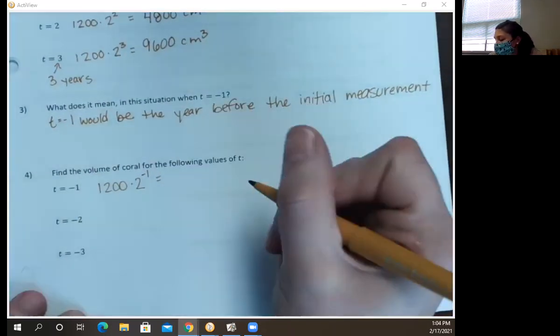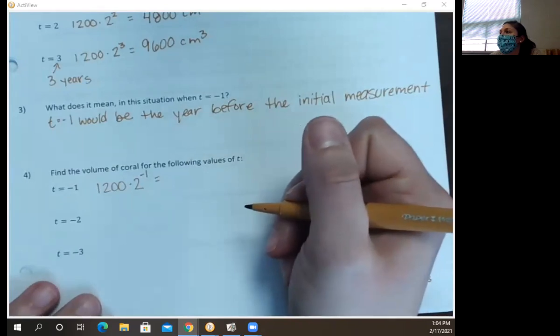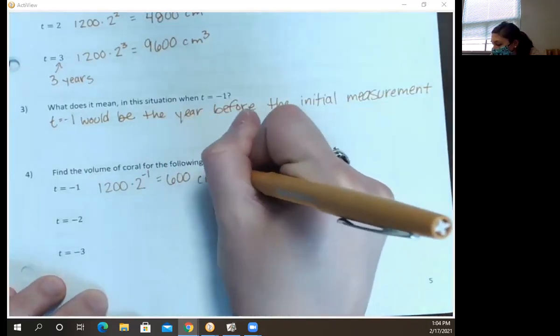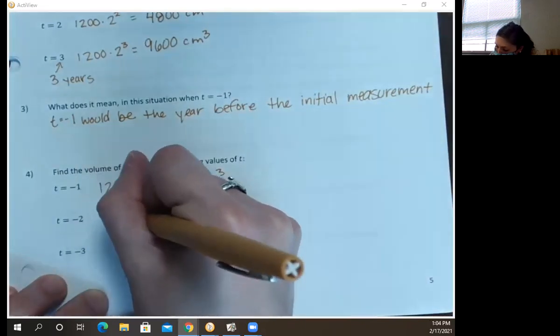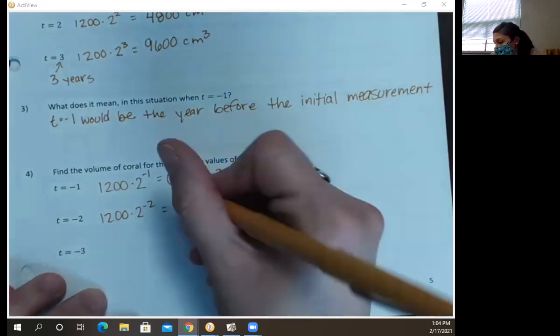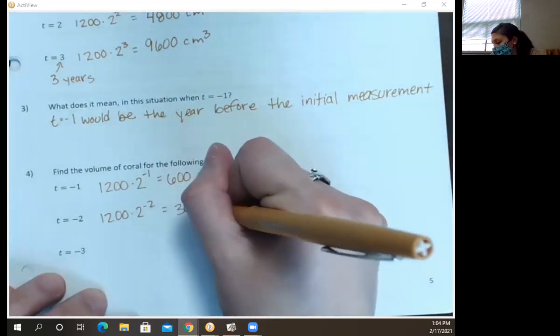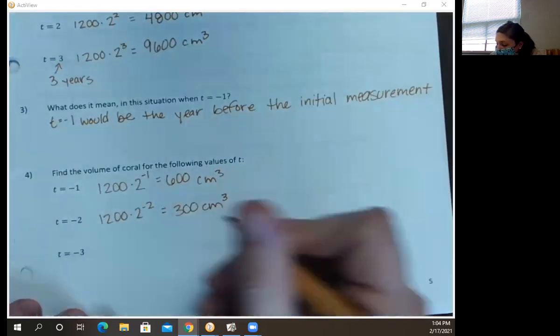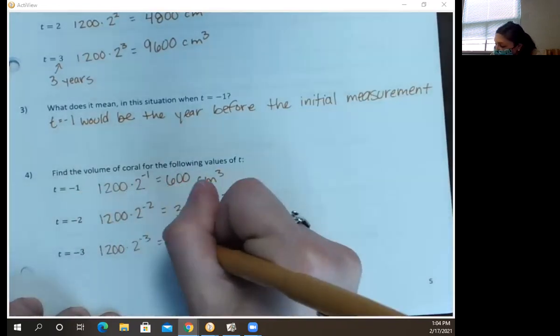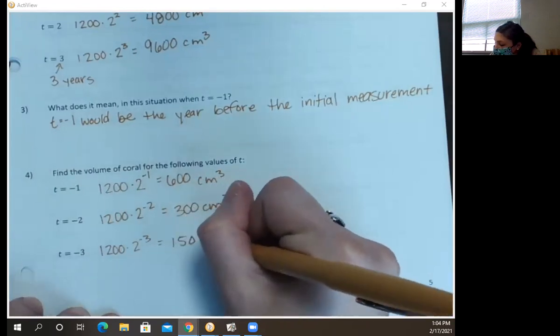When t is -1, what's the volume for our coral? 600 cubic centimeters. Good. What about when t is -2? 300. And what about when t is -3? 150. Now, these values should make sense.